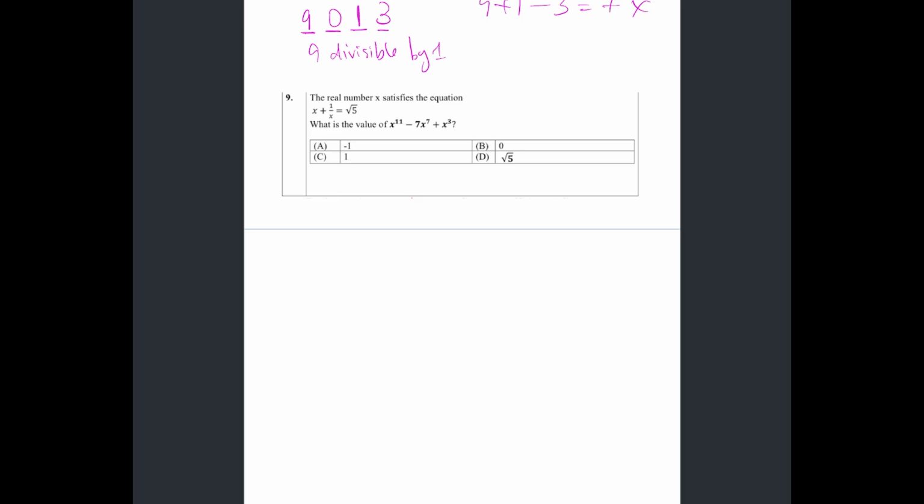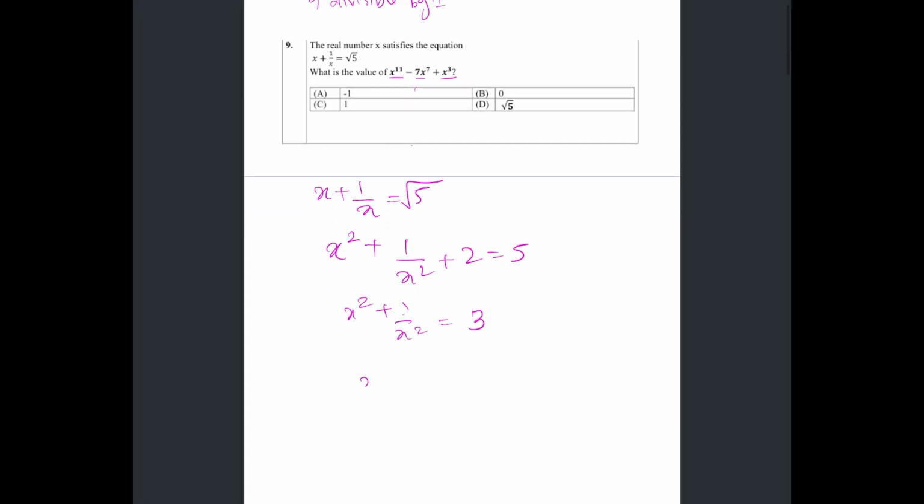Okay. In the ninth question, we're given x plus 1 by x equals root 5. And we're asked, what is x^11 minus 7x^7 plus x^3? So, can we square both sides? If we square both sides, we get x square plus 1 by x square plus 2 equals 5. So, x square plus 1 by x square equals 3, right?